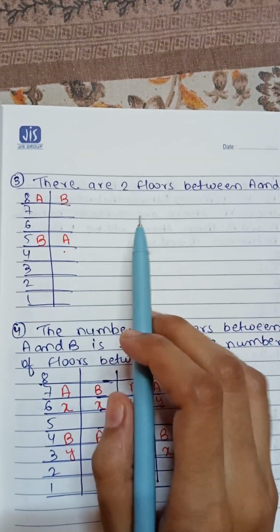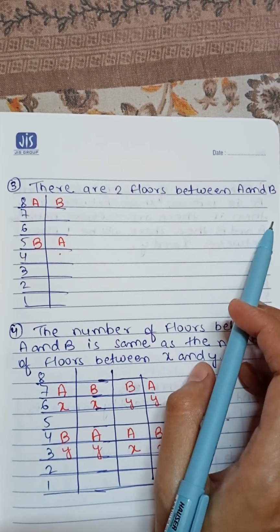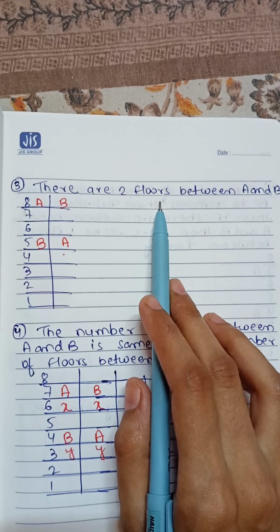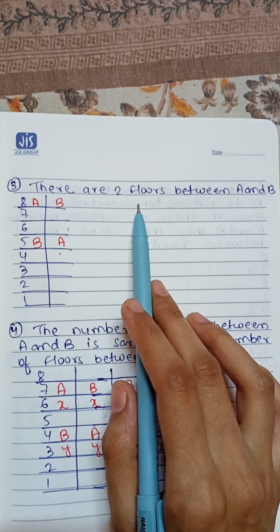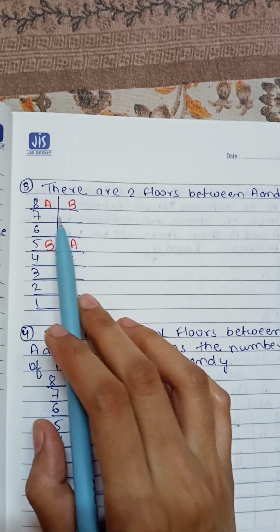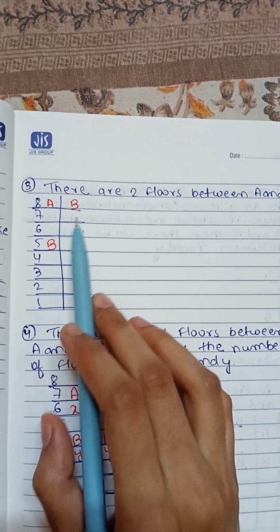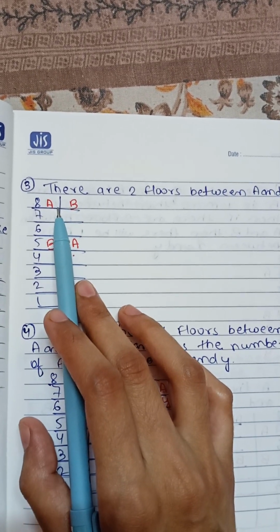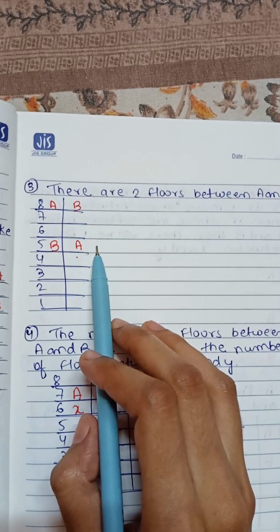Third one, there are 2 floors between A and B. 2 floors and 2 persons, this differentiation we can find in vacant when there is a vacant floor. Otherwise, simply you have to take 2 floors between A and B, where either A is above B or A is below B.